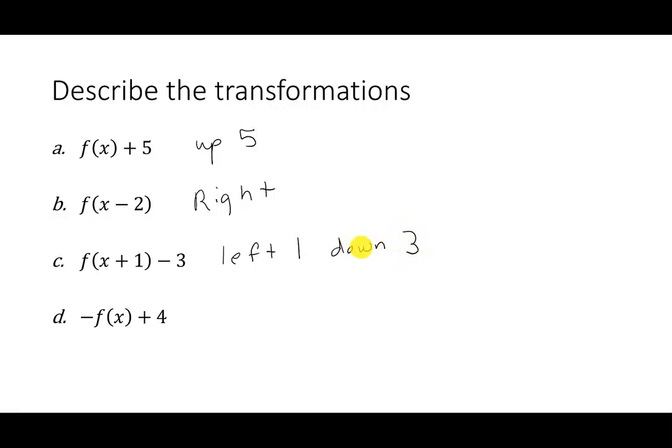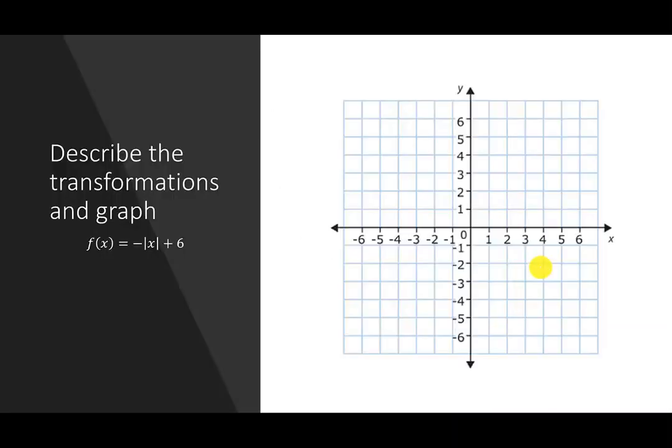Then negative f of x plus 4. So again, two transformations. I'm going to reflect over the x-axis, and then I will go up 4. And I would want to do it in that order, kind of reflect over x, then push it up. That would really help. Here I have f of x is negative the absolute value of x plus 6. So I have two transformations. This negative is over x, and this is up 6.